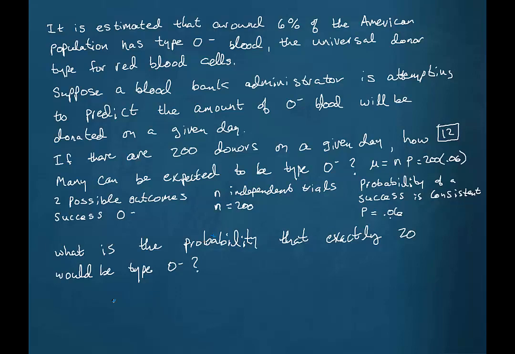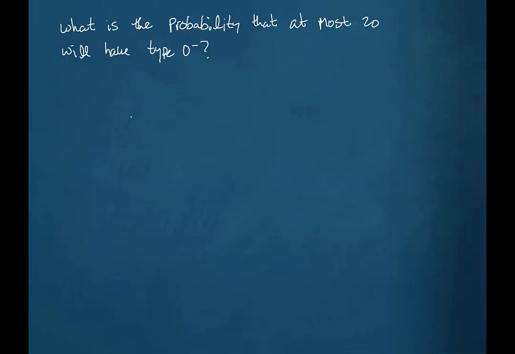Recall from the blood type problem that it is estimated that around 6% of the American population has type O negative blood. We had a case where there were going to be 200 donors on a given day, so it was determined that the criteria for a binomial distribution were satisfied with n equal to 200 and p equal to 0.06. Now let's find the probability that at most 20 will have type O negative blood.